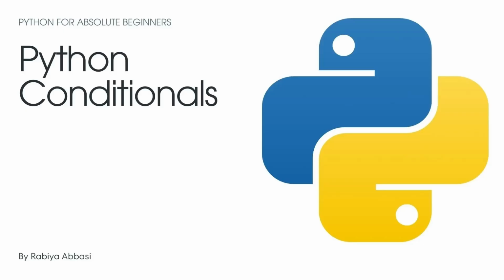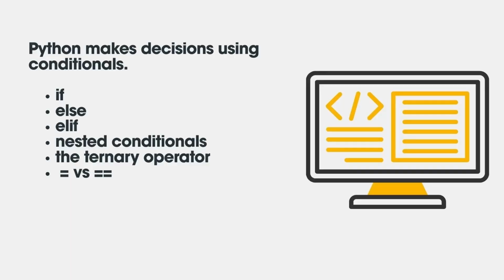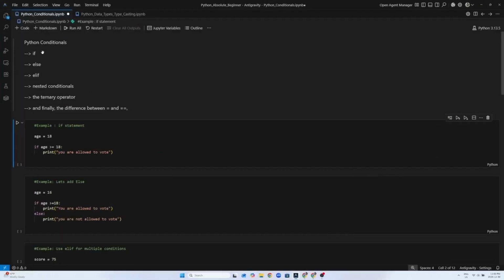And in this video, we are going to learn how Python makes decisions using conditionals. You will learn how to use if, else if, nested conditionals, the ternary operator, and finally the difference between equal and double equal sign, which confuses many beginners.